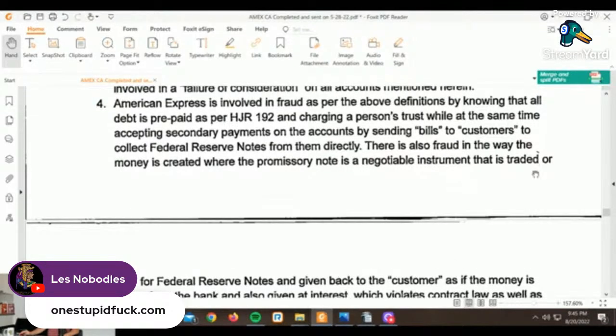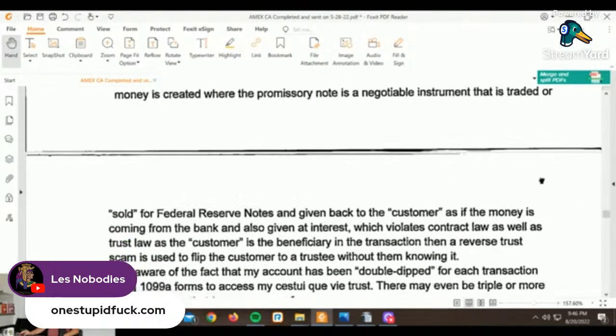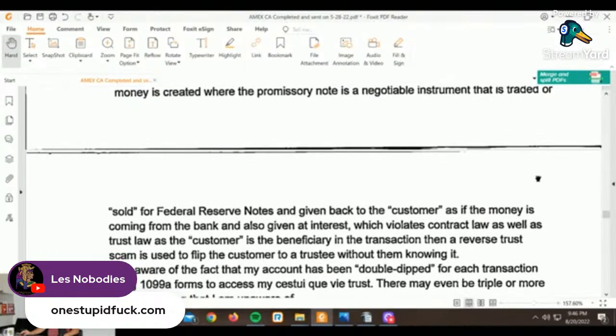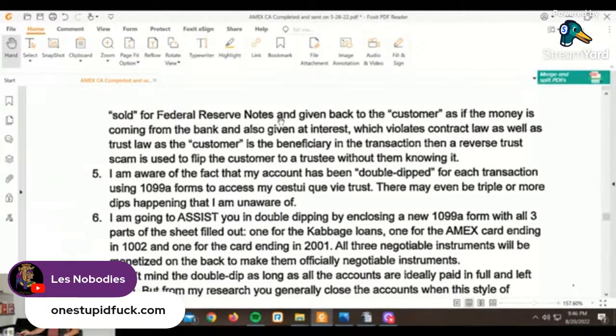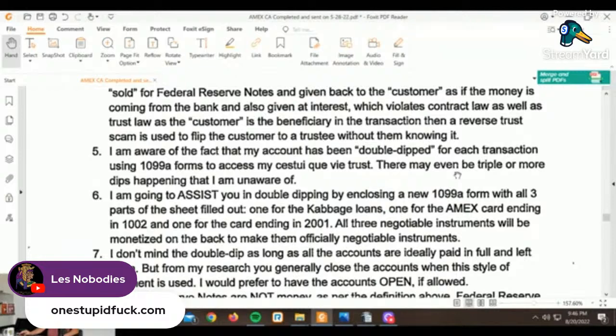Number 4, American Express is involved in fraud as per the above definitions by knowing that all debt is prepaid as per HJR 192 and charging a person's trust while at the same time accepting secondary payments on the account by sending, quote, bills to, quote, customers to collect Federal Reserve notes from them directly. There is also fraud in the way the money is created, where the promissory note is a negotiable instrument that is traded or, quote, sold for Federal Reserve notes and given back to the, quote, customer, as if the money is coming from the bank and also given at interest, which violates contract law as well as trust law, as the customer, quote unquote, is the beneficiary in the transaction. Then a reverse trust scam is used to flip the customer to a trustee without them knowing it.